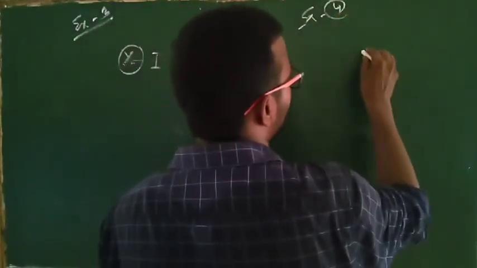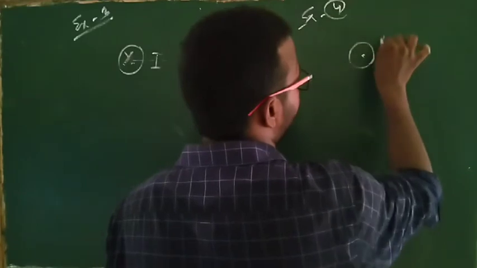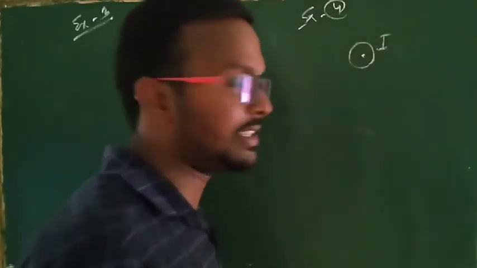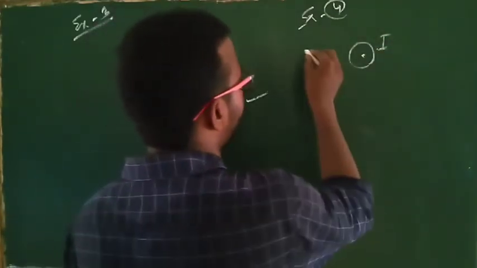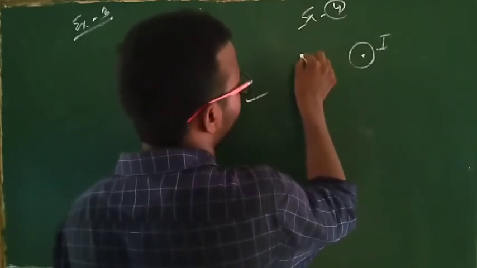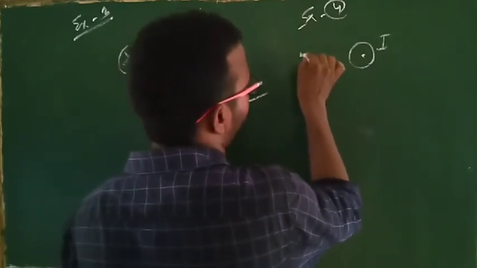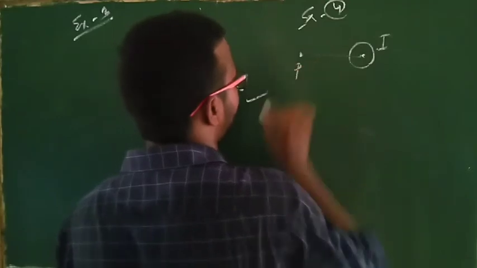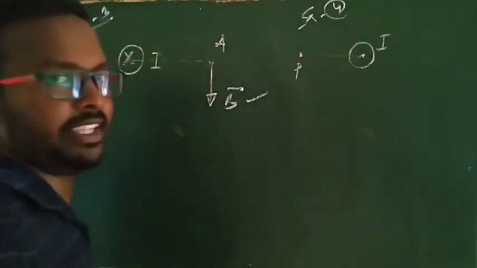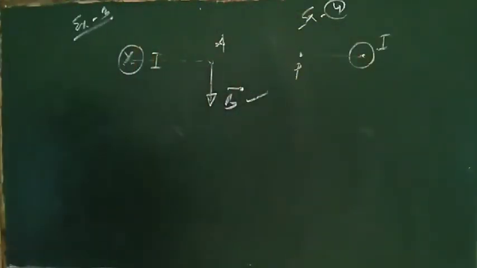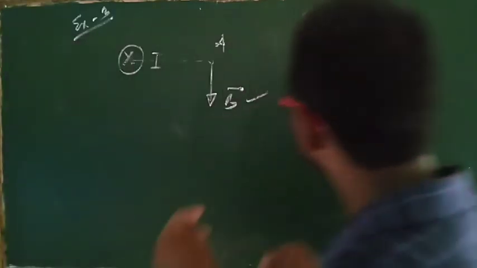Example 4. Suppose this is the direction of the flow of current. Now we have to find the direction of magnetic field at point P. How can we find the direction of magnetic field at point P?